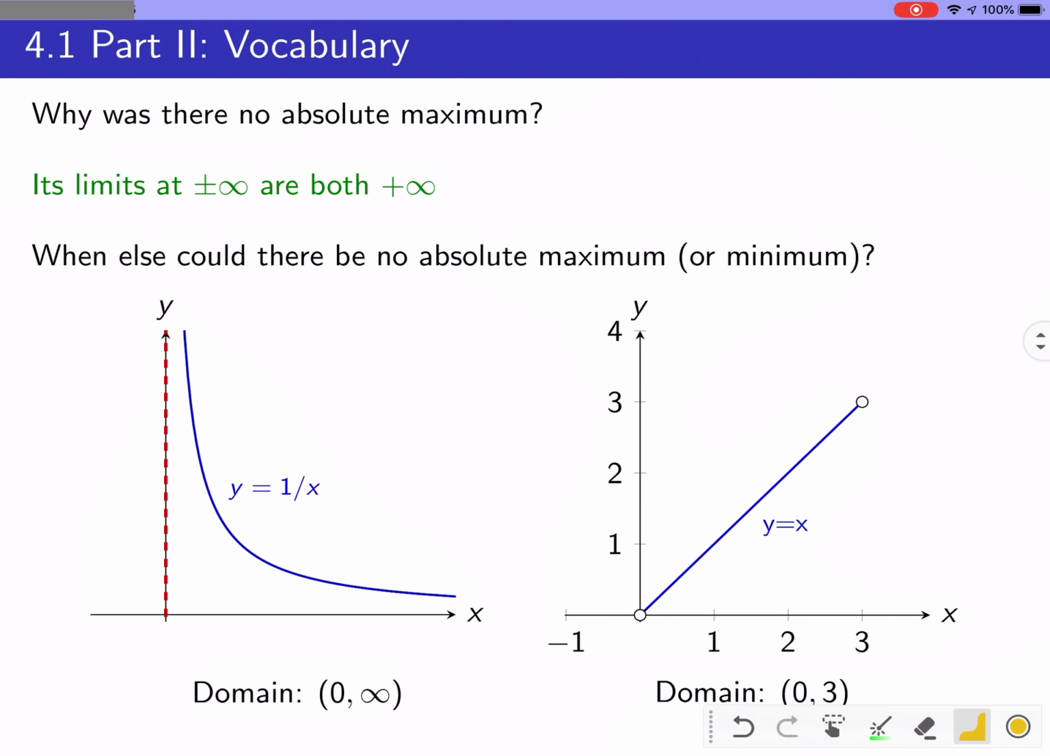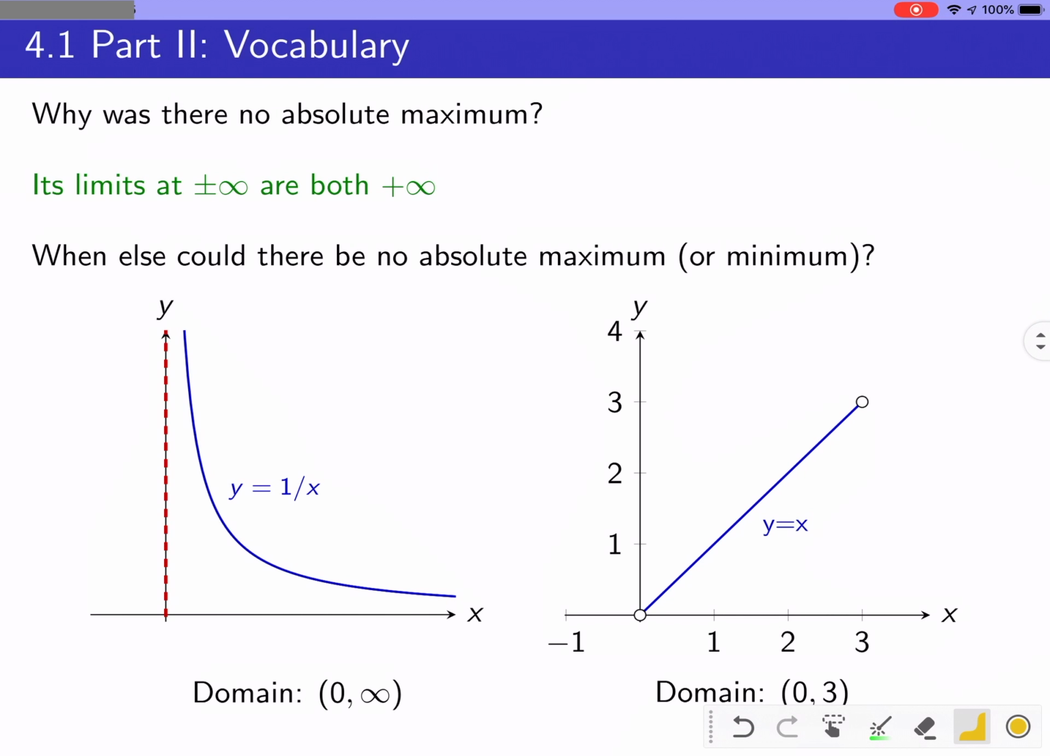So let's turn our attention to these graphs. Both lack an absolute maxima for what appears to be different reasons. We'll see in the next video that it actually happens for the exact same reason. The first graph is the graph of y equals 1 over x.